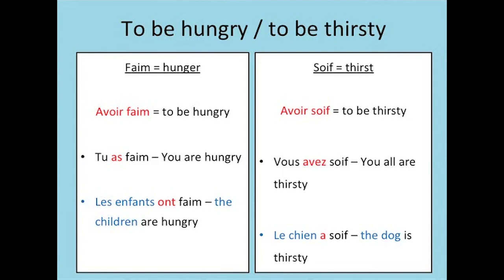Similarly, when talking about being thirsty, we use the auxiliary verb avoir. For example, the word for thirst is soif in French. Avoir soif means to be thirsty. So when you say vous avez soif, it means you all are thirsty. Vous avez soif. Let me give you another example.